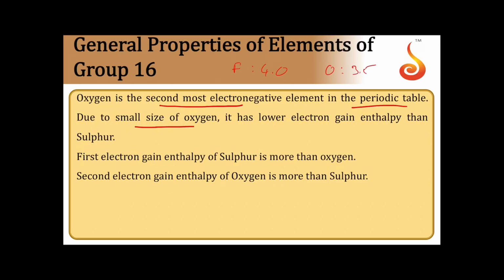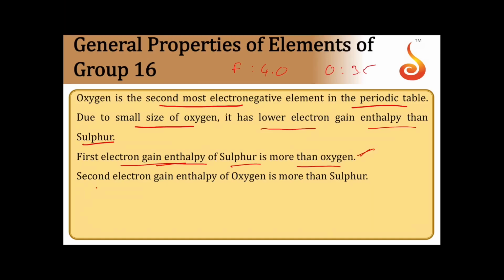Due to the small size of oxygen, it has a lower electron gain enthalpy when compared to sulfur. Now the important point to remember is that the first electron gain enthalpy of sulfur is more than that of oxygen. Oxygen, being small in size, has more electron density. It repels the incoming electron more, thereby oxygen has less electron gain enthalpy. That is the first electron gain enthalpy.